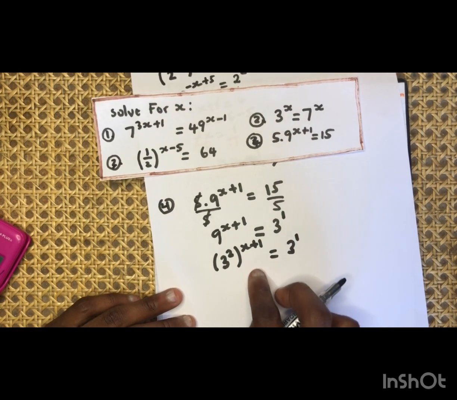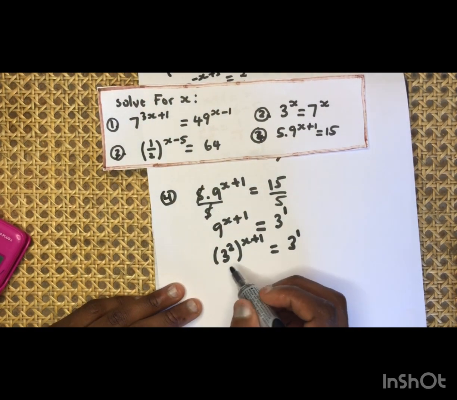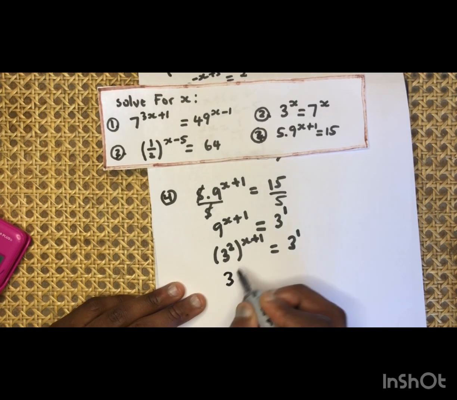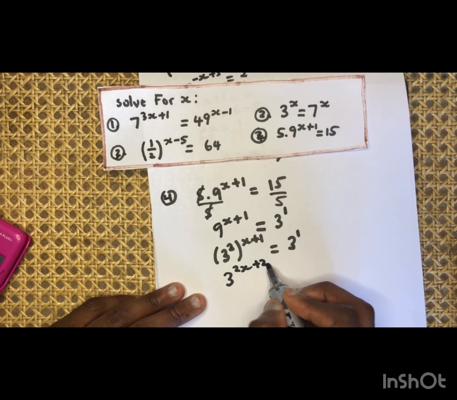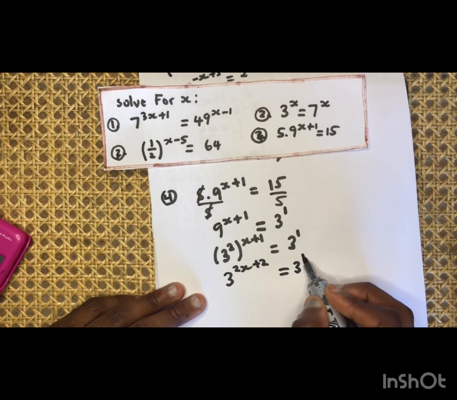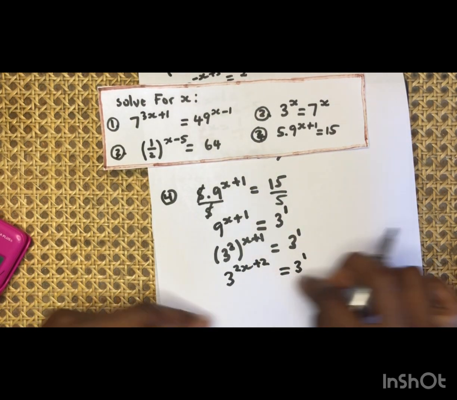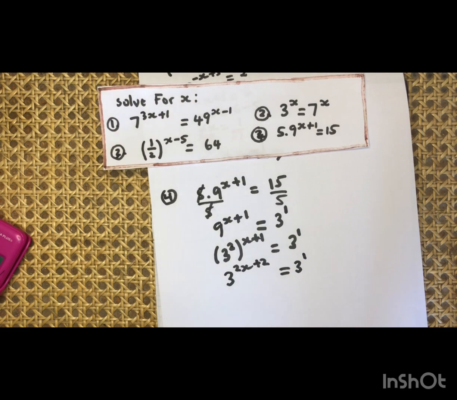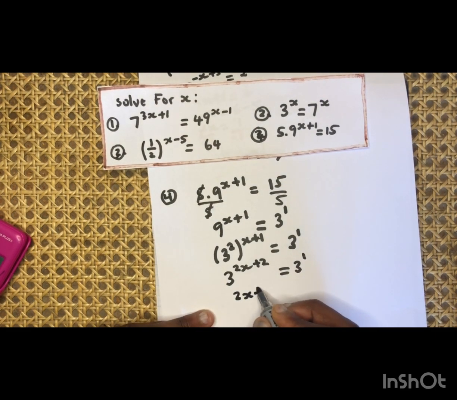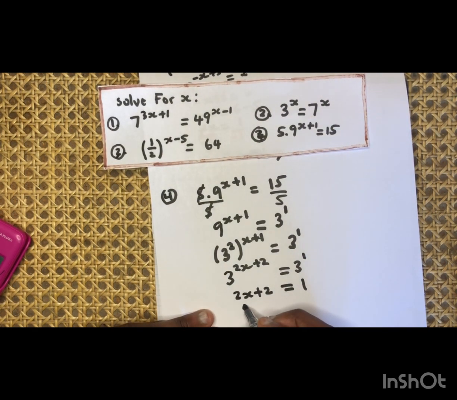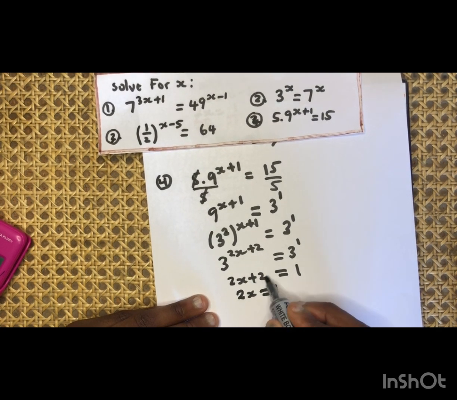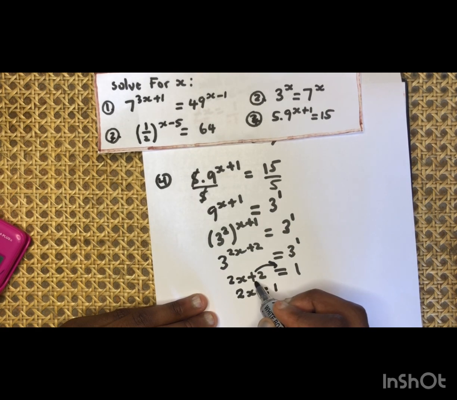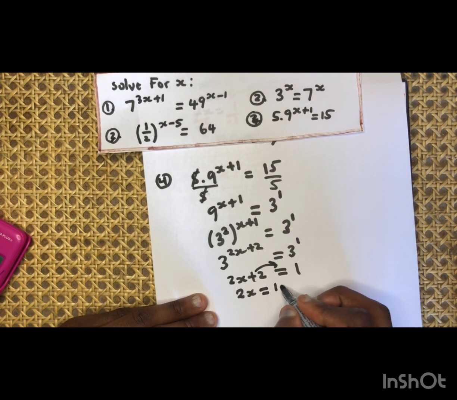Now, which law do you need to apply here? Yes, it's law number 2. So I'm going to say here is 3, then 2 times x is 2x, and 2 times 1 is 2, equals 3 to the power 1. Now can you see that the bases are the same? So now we're going to equate the exponents. You just transpose 2 to that side. You will have 2x on your left side equals 1 minus 2. Remember the 2 here was positive. When you transpose positive to that side, the sign is going to change to become negative 2.